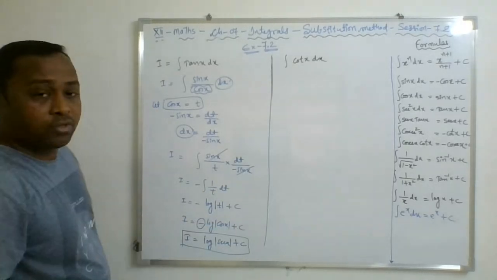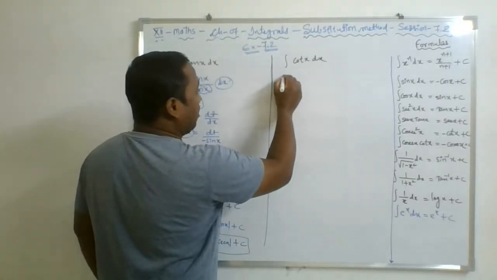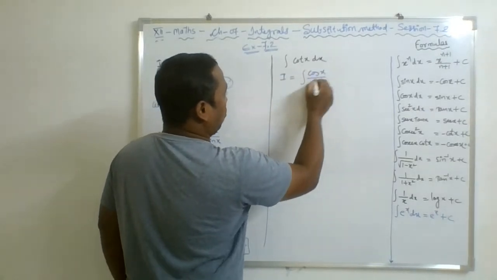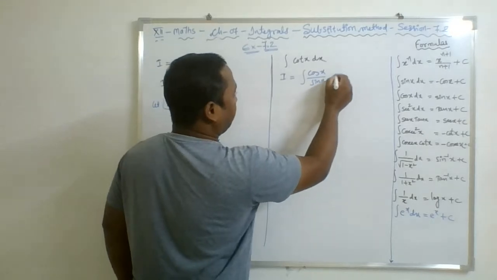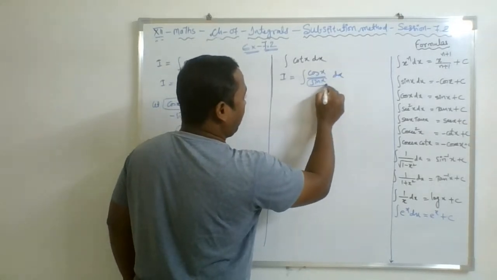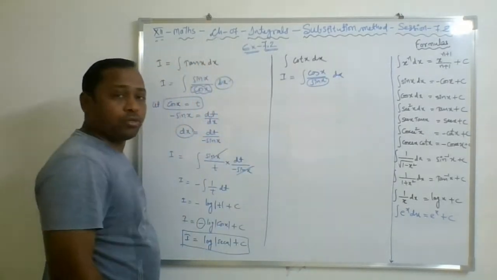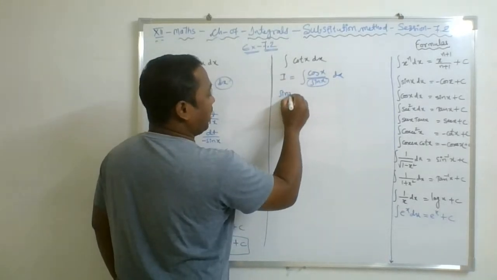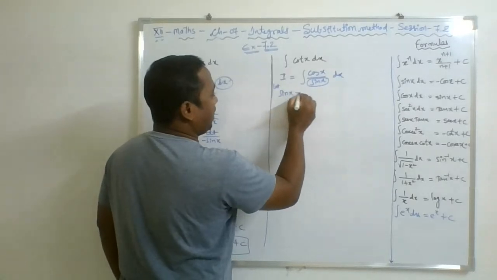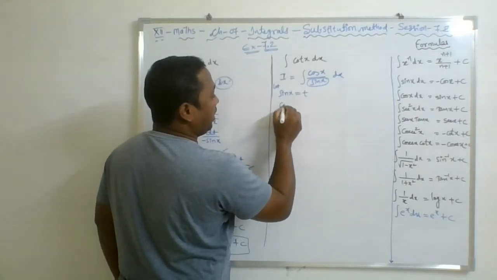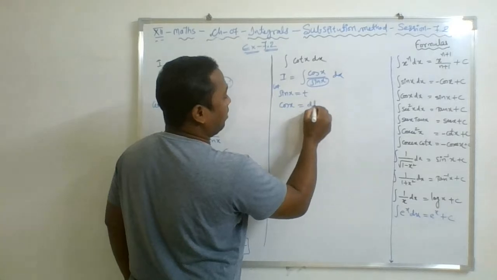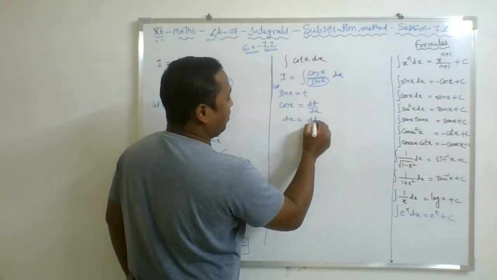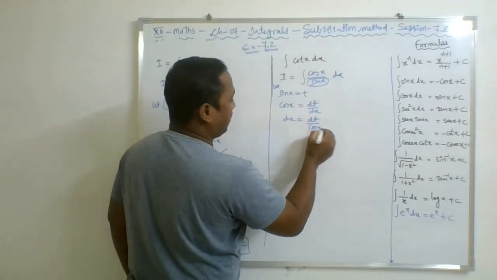So now the purpose is solved. In a similar manner, you can go with this. Cot x can be written as cos x by sin x. Now by assuming sin x is equal to t, its derivative is available again. So let sin x equal t. Its derivative is cos x, which is equal to dt by dx. So dx will be dt by cos x.